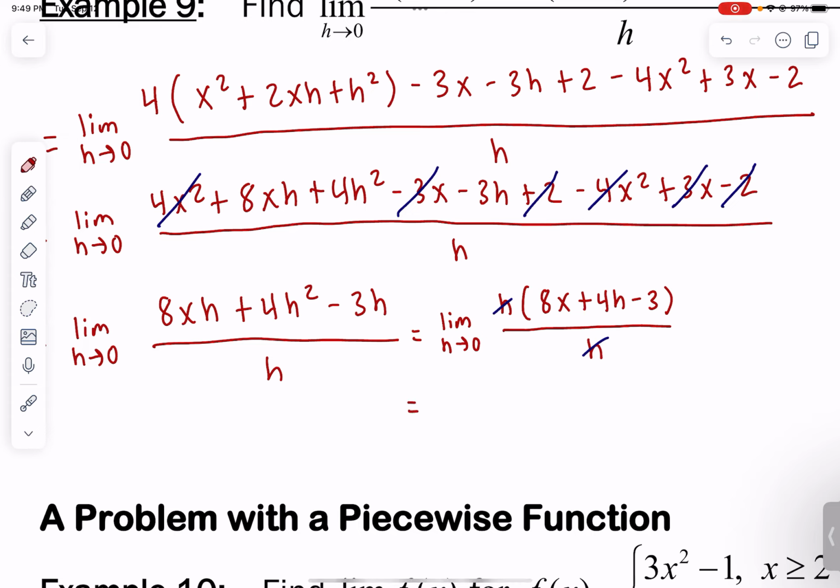So that is just equal to the limit as h approaches 0 of 8x and I think there's one thing. Yeah, so 8x plus 4h minus 3.